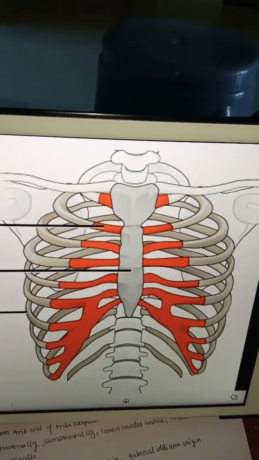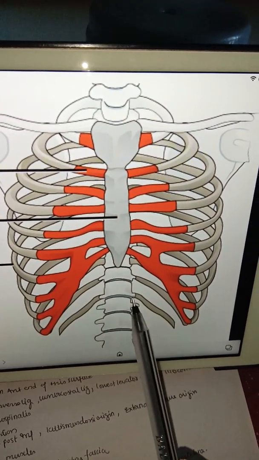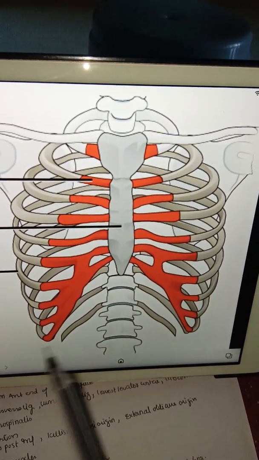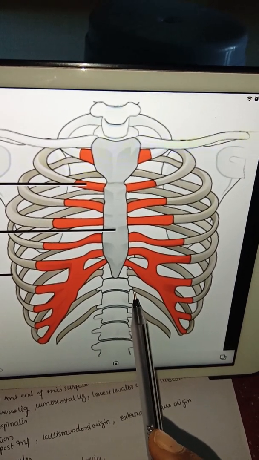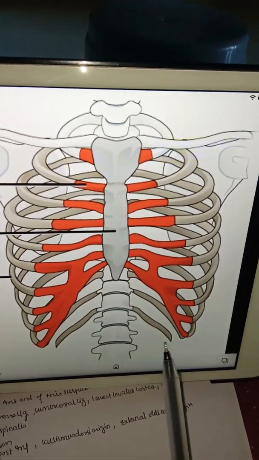And next, the ends of 11 and 12 cartilages are pointed and free. Of course, already we have seen the atypical ribs anatomy, like 11 and 12. The ends of these are pointed and free. You can see they are pointed and free.